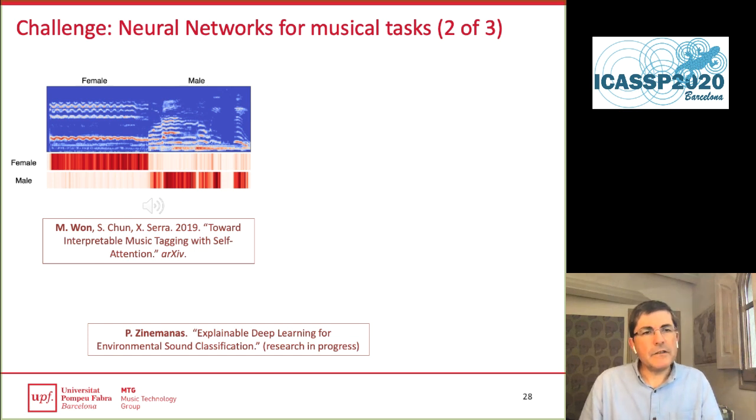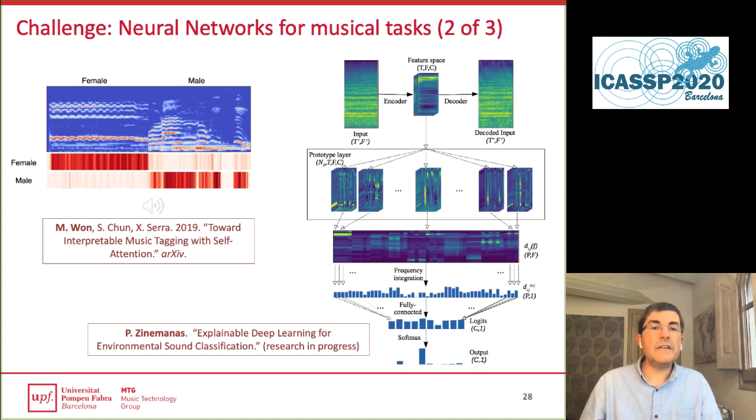Another recent work is by Pablo Cinemanas. He is just starting his PhD, so this is not something that has been published yet, but he works on sound event classification and focuses on explainability. He's starting to get some very interesting results with explanation-producing systems based on CNN architectures. The idea is that these systems naturally explain their own reasoning for each prediction.